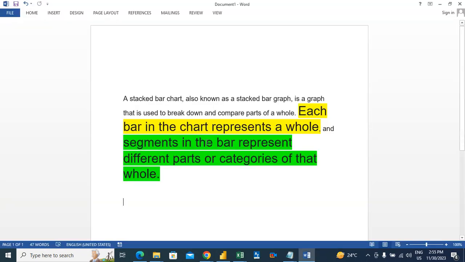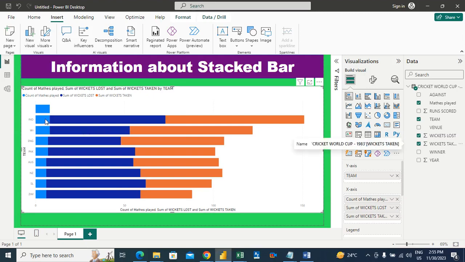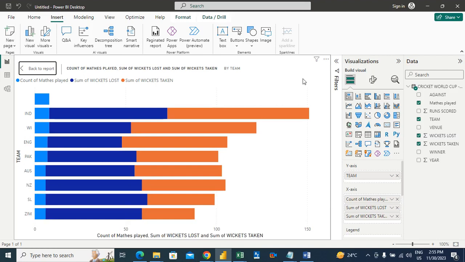Now the segments in the bar represent different parts or categories of the whole. We have three categories: one is light blue, another is dark blue, and this one is, I would say, saffron. I will go through a detailed explanation of what these segments stand for. First, let me click on focus mode so that you can see an enlarged version of this.